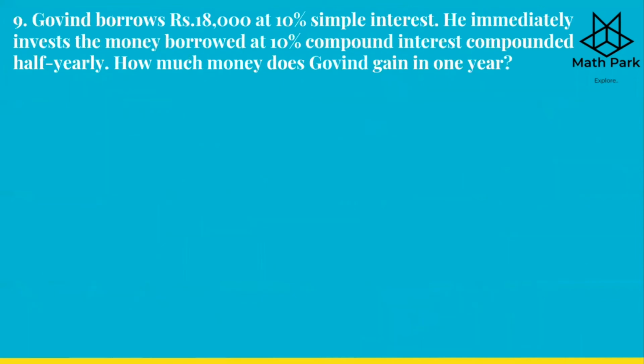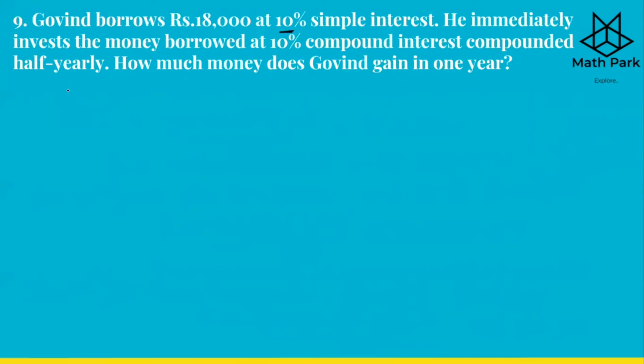Got it? So Govind borrows rupees 18,000 at 10% simple interest. He immediately invests the money borrowed at 10% compound interest, compounded half yearly. How much money does Govind gain in 1 year? So first of all, he has borrowed. So what he has to give, let us find out for 1 year. Okay. So the money that he has borrowed is at 10% per annum simple interest.